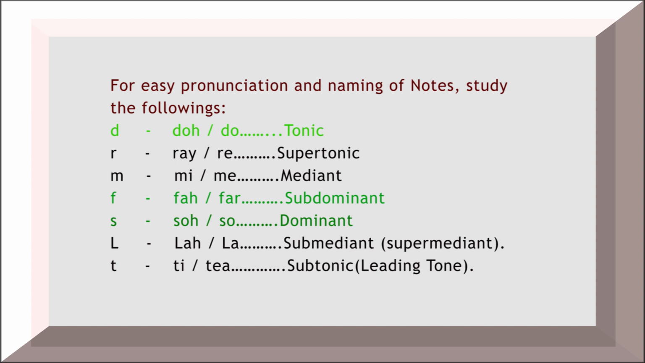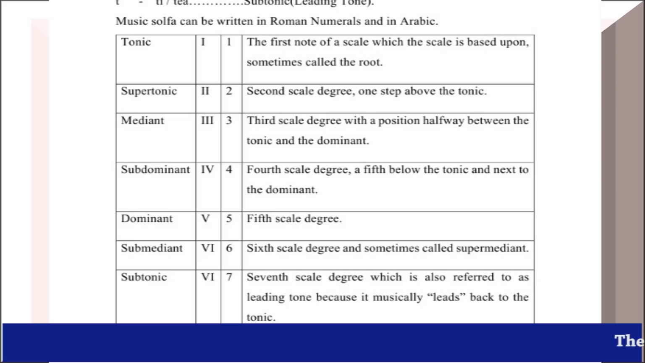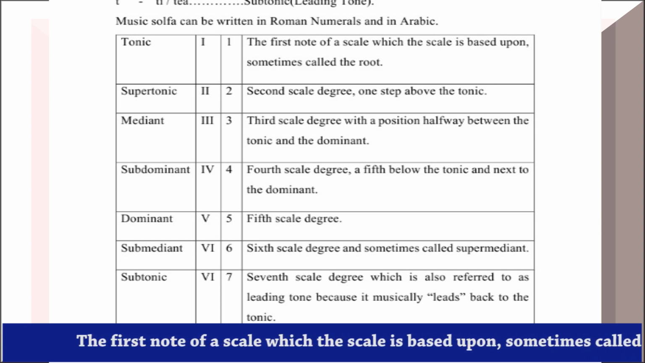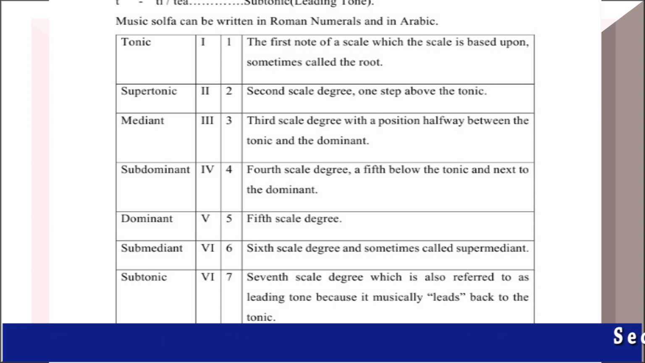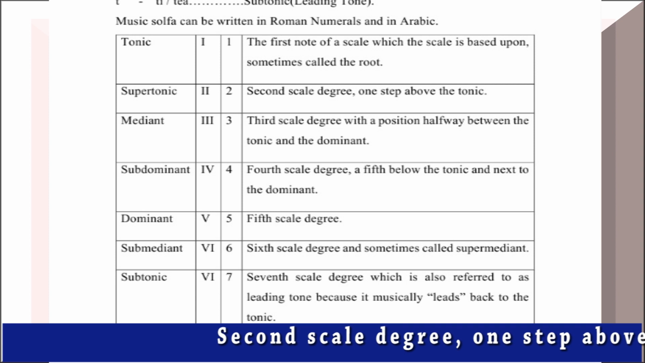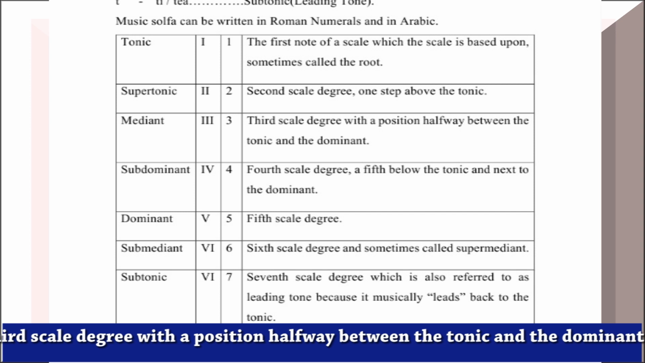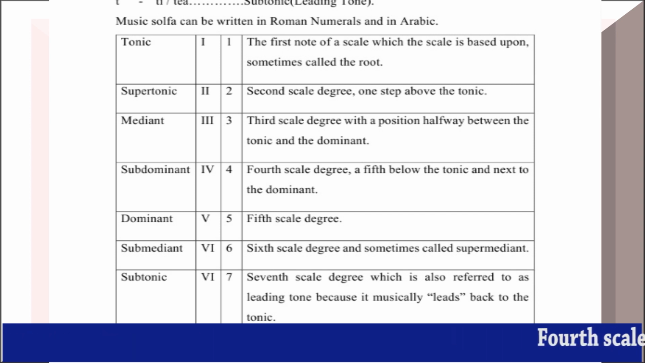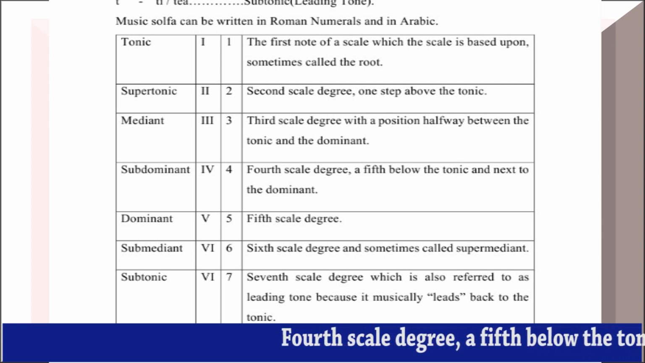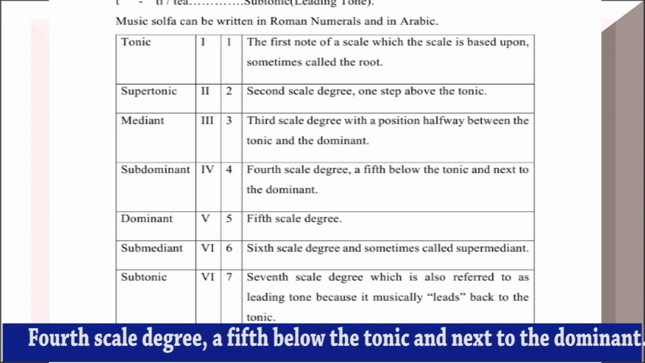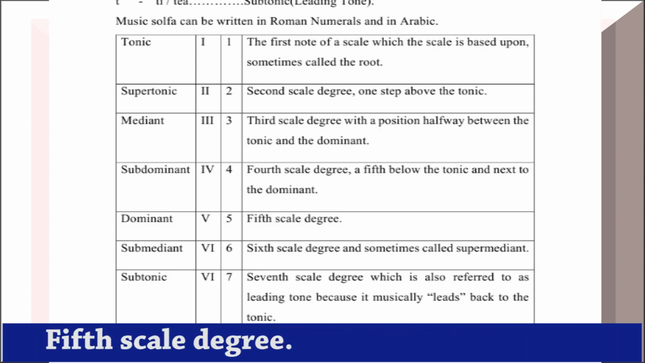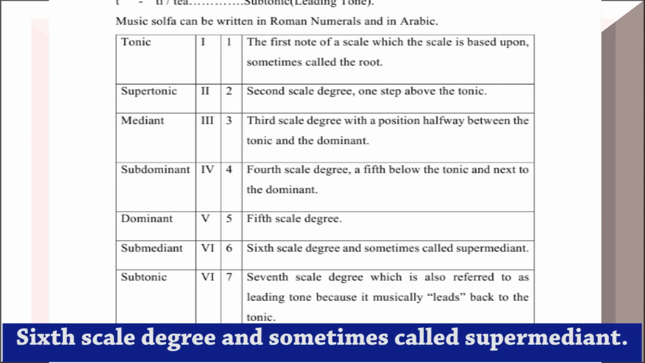Music SOLFA can be written in Roman numerals and in Arabic. The tonic is known as 1, the first note of a scale, which the scale is based upon, sometimes called root note. The supertonic, second scale degree, one step above the tonic. Mediant, third scale degree with a position halfway between the tonic and the dominant. Fourth, subdominant, fourth scale degree, a fifth below the tonic and next to the dominant. Dominant, fifth scale degree. Submediant, sixth scale degree and sometimes called supermediant.